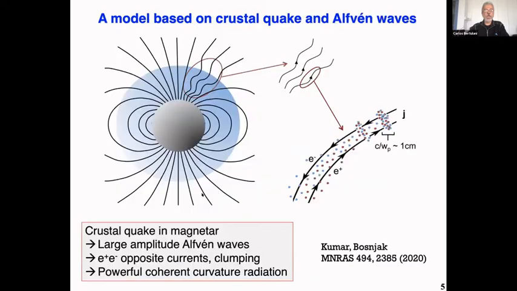Now, there are also other models. For example, another popular model used magnetic fields, and as you know, you can have Alfven waves from these magnetic fields, which, for example, in the sun is responsible for the much larger temperature in the corona than at the surface. And these Alfven waves are created by the strong fields from electrons expelled. A crustal quake in these magnetars can create large amplitude Alfven waves, which go from inside to the outside of these regions, also producing e plus e minus pairs, which are clumped into currents like that, and they clump into e plus e minus in clumps here, which are responsible for emission of powerful coherent radiation. So this is another model from this group here.